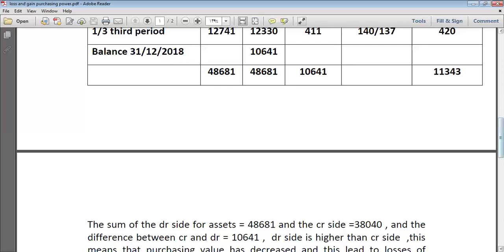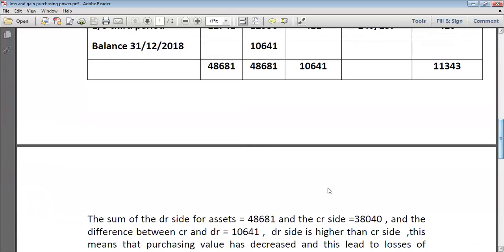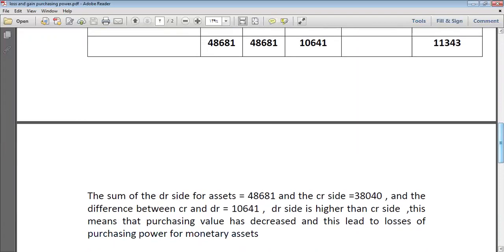اوكي طيب. Nature of assets debit or credit, debit. طيب قيمة الأسيتس في الديبت كانت 48,681 and the credit 38,040. okay ده معناه ان ال purchasing power of assets has decreased. طيب لما ال purchasing power ال asset has decreased ده معناه gain or loss، بمعنى ان انا كان عندي assets قيمته 48,000، طيب قيمته قلت وبقت 38,000. طيب بالنسبة للكومباني، بالنسبة للشركة ده يعتبر gain or loss؟ طبعا loss.